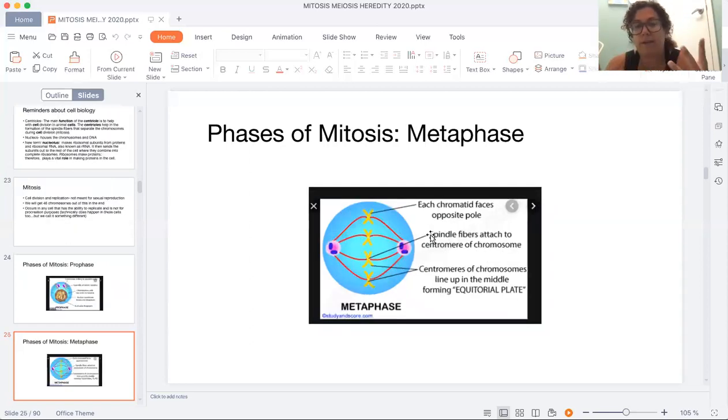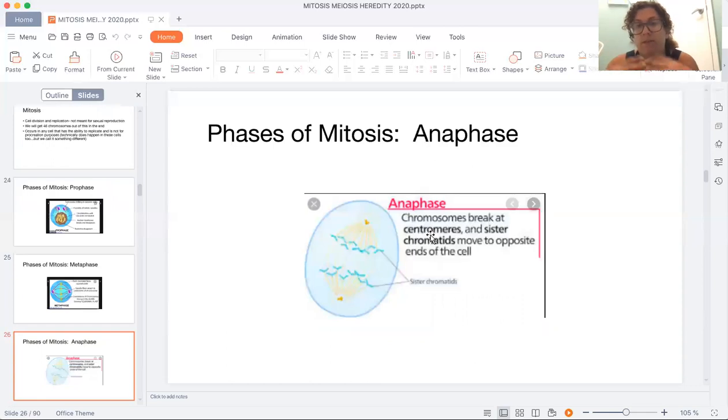Okay, in metaphase, which is our next phase, each of the chromatids faces the opposite poles, so they start lining up in the center. We have the centromeres at the edge, holding those spindle fibers. They're starting to attach to the chromosomes, and the chromosomes line up in a plane, so they're equal. They're in the middle of the plate. Okay. Then we have anaphase. What happens in anaphase is that these centromeres and spindle fibers start to pull and move to opposite ends, and they separate the sister chromatids. So now instead of the X, we have each reciprocal side of the X.